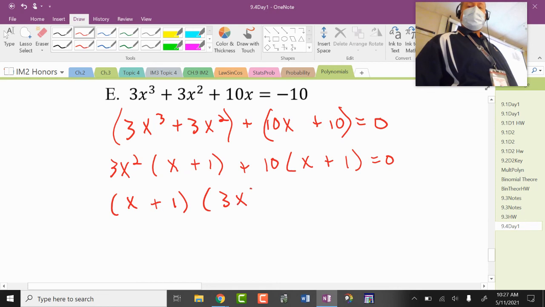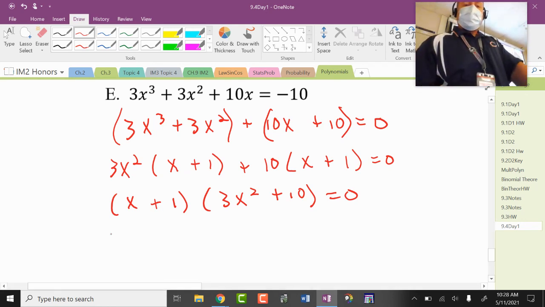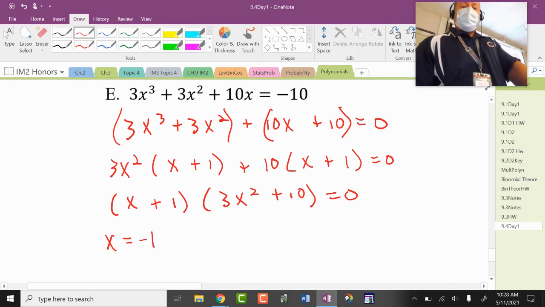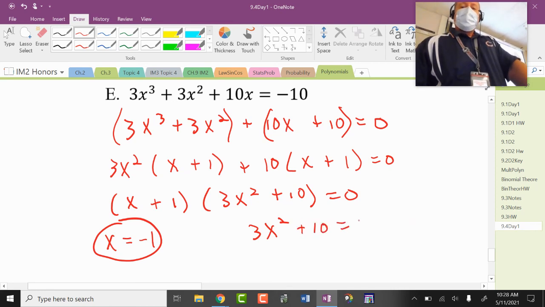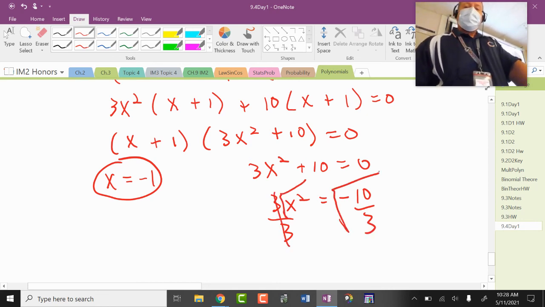Oh, and then this one creates a problem. You do not want to use the quadratic formula on this, but if you did, b would be 0. So I guess it would be okay, and it would work out. First of all, you get x equals negative 1. Then this one, when you're missing a middle term, you actually just want to go ahead and use square roots. With the middle term gone, we can subtract 10 and divide by 3. And then we could square root both sides.